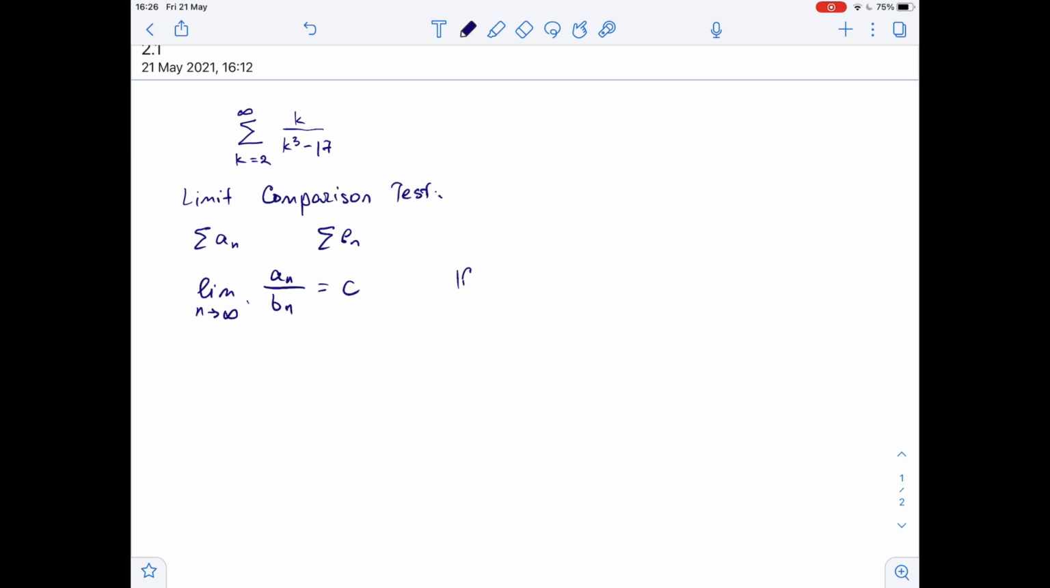So if c is a finite and positive number, then both series converge or diverge together.